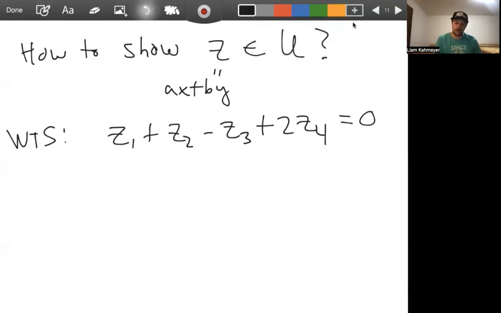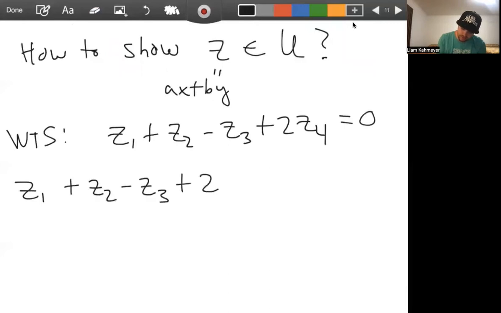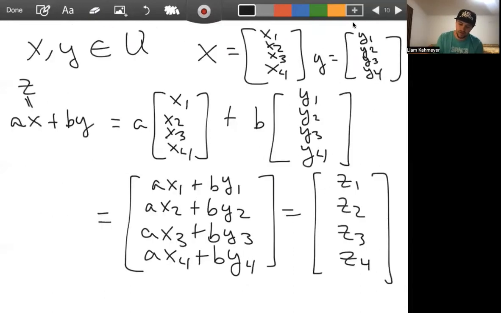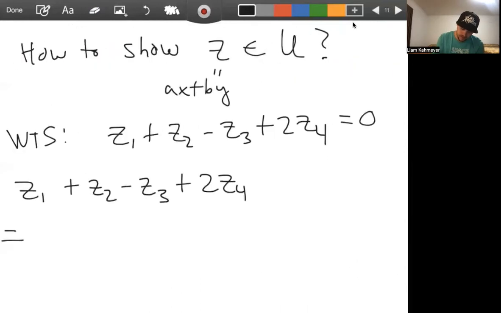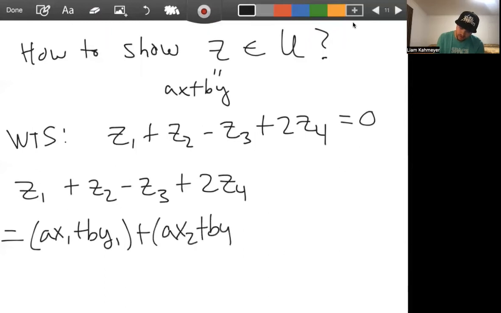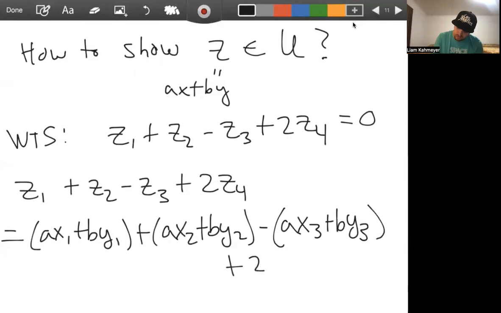So how can we show that? Well, let's just compute the left-hand side: z1 plus z2 minus z3 plus 2z4. This is equal to, let's substitute in what z1 is: z1 is ax1 plus by1, z2 is ax2 plus by2, minus z3, so ax3 plus by3, plus 2z4, which is ax4 plus by4.